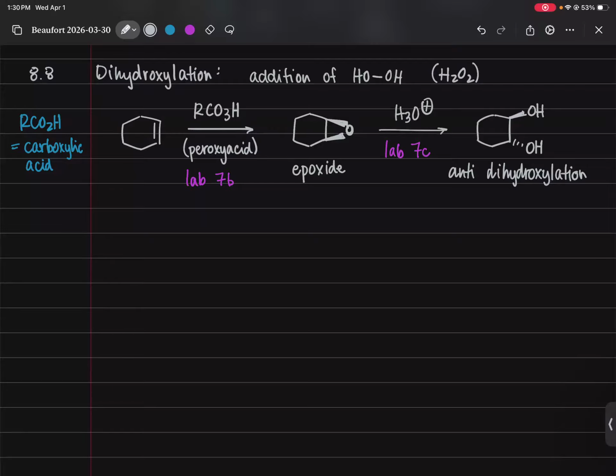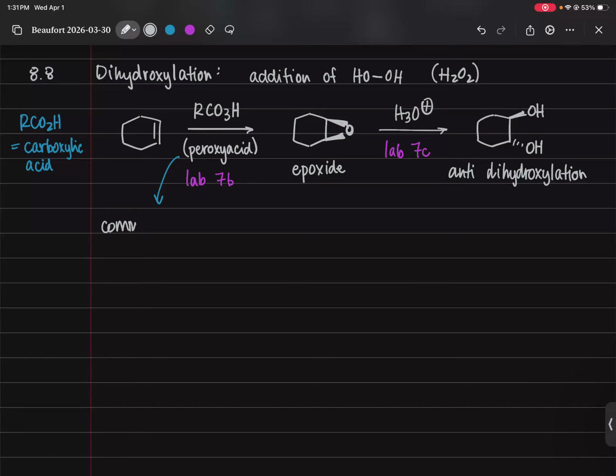The third half of lab 7 is this. We call it a ring opening because we're opening the 3-membered ring. But anyway, that gives us anti-dihydroxylation. Now we should probably talk about this peroxy acid because it's pretty vague. R can be anything.